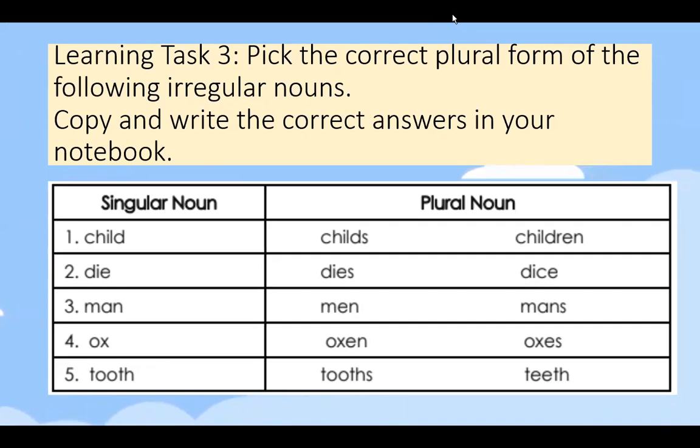The third word would be man. What is the plural form? Is it men or is it mans? The fourth word is an animal called ox. What is the plural form of ox? Is it oxen or oxes? For number five, we have tooth. What is the plural form of tooth? Is it tooths or is it teeth? Copy and write the correct answer in your notebook.